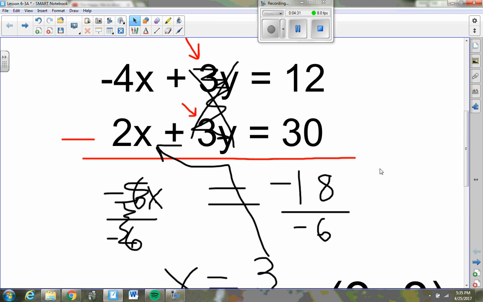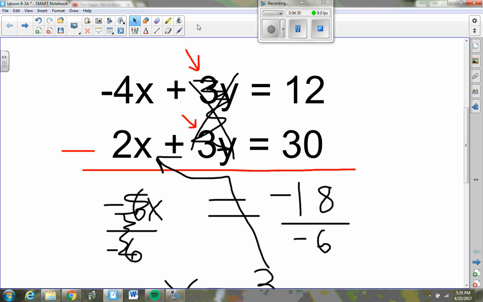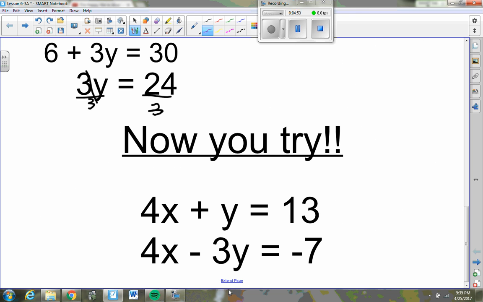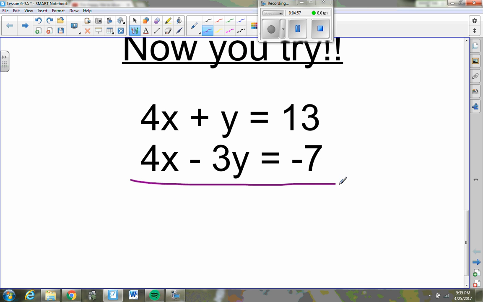That's my final answer. Now the only thing that was different in this video from the last one was the fact that I started with a subtraction right there instead of an addition, because the 3y's had exactly the same sign, both were pluses. Okay. So here's one for you guys to try. The thing I want you to be careful of is subtracting negative values. Subtracting a negative is like adding a positive, remember that.